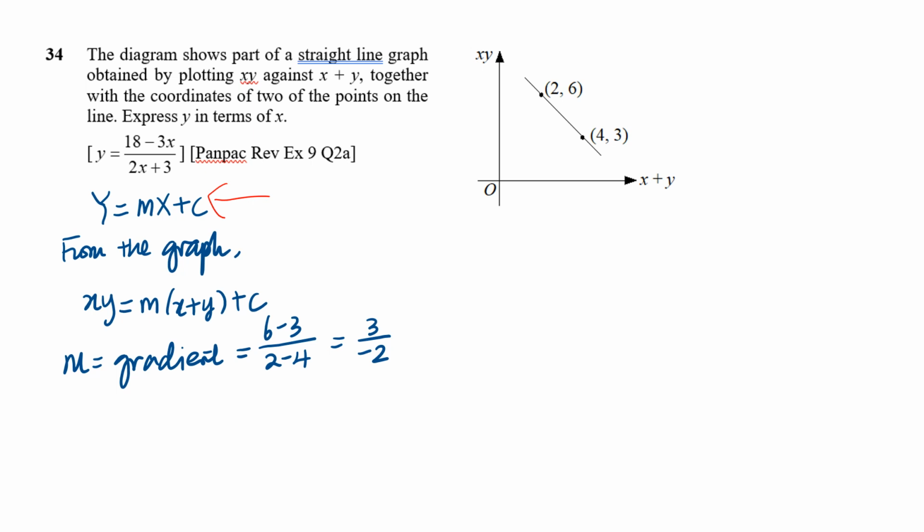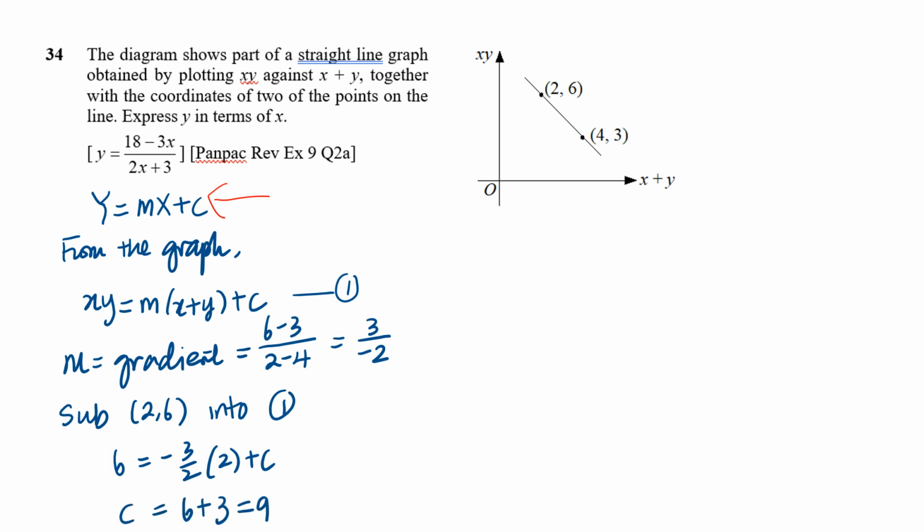You can just easily use the 2 points to find your gradient, which is 3 over negative 2. Plug into your equation 1. And also substitute. You can use (2,6) or (4,3), up to you, to find the unknown c. Right, so after finding all these things, again, plug it back into equation 1, which will be xy equals to negative 3 over 2 bracket x plus y plus 9.